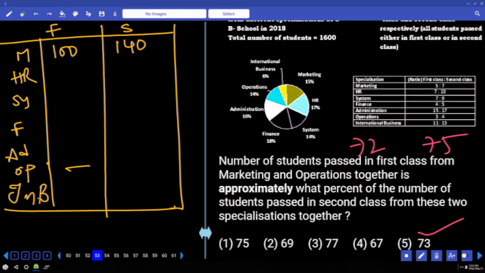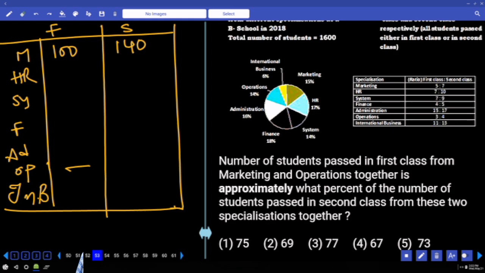Basically, if you want to answer this question, the actual way is, in the marketing department, you need to know how many first class and then how many second class, correct? And at the same time in operations also, you need to know how many there are. Did you see my number? What did I mark? Beta.